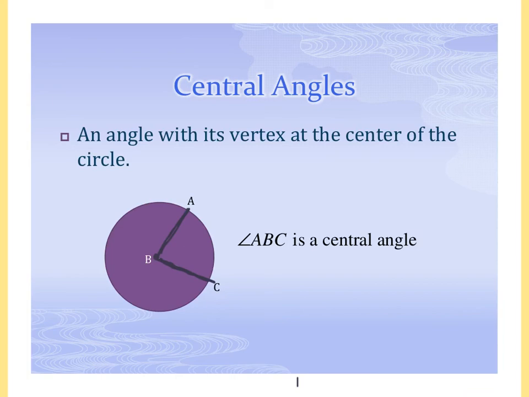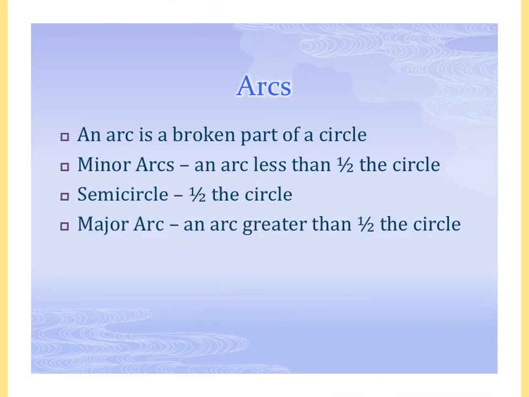It's going to have 3 letters. You can't name it with a single letter because the vertex is shared, right? So in this case, angle ABC is one of the central angles of a circle. There's lots, but that's one of them. Oh, thank you. Minor is less than half. Semi is half. Major is bigger than half.